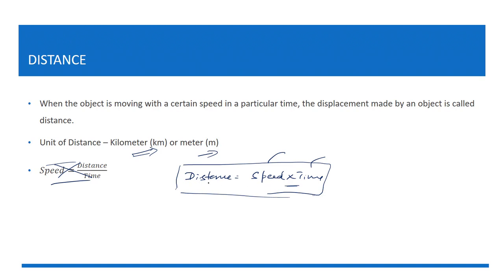So only by knowing this one formula you can find speed or time. If it is speed, that is distance by time. If it is time, distance by speed. If it is distance, speed into time. That's it.